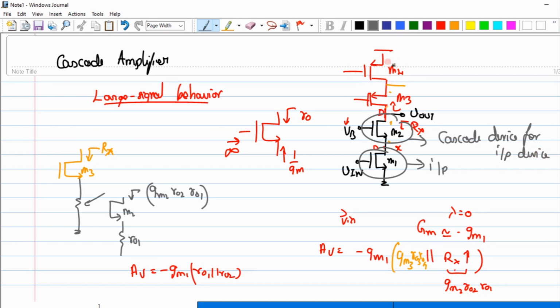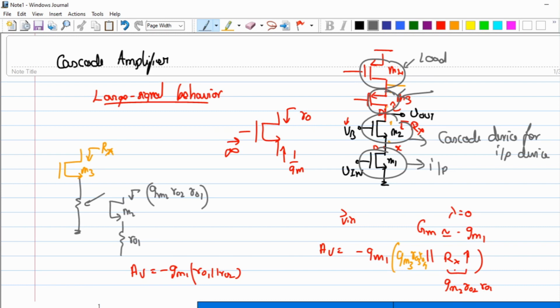Now, what do we call this M4? It's a load. Then can you guess the name of this M3? Yes, it's a cascode for the load. So we call this M3 a cascode device for the load and M2 a cascode device for the input. These are just the naming conventions, clear?